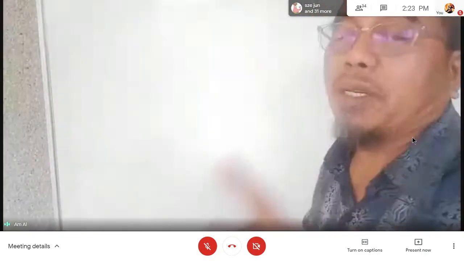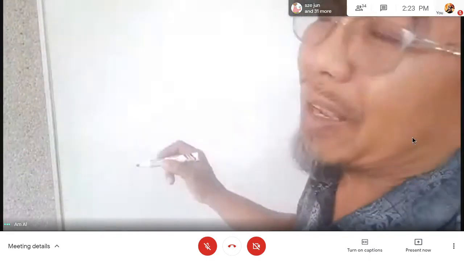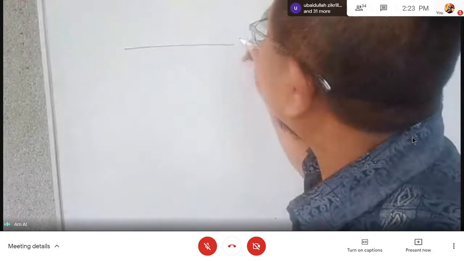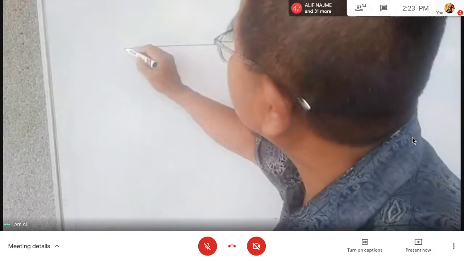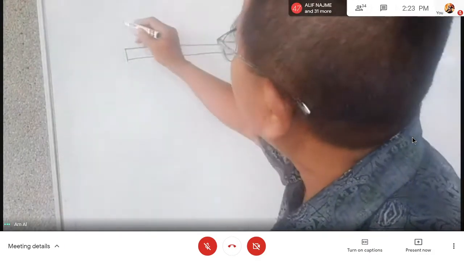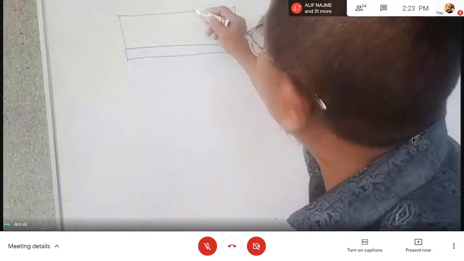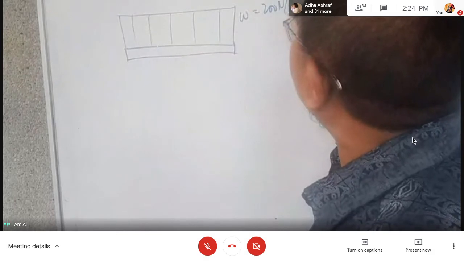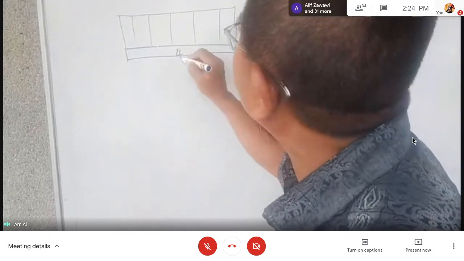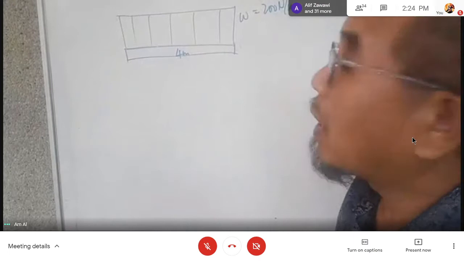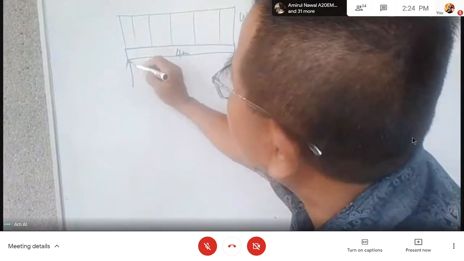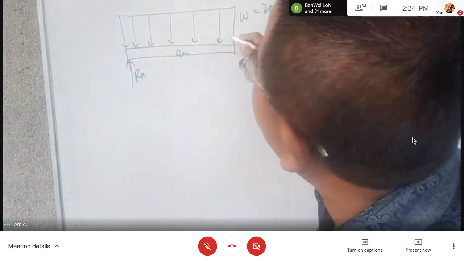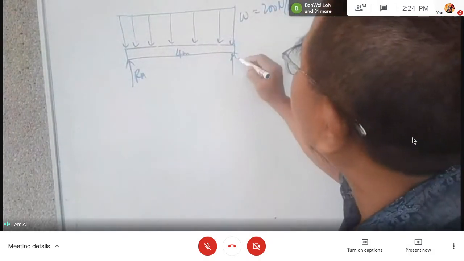What about this one? Distributed load. Just move a little bit. Continue this later on. Okay, look at this. I have a distributed load. My omega is 200 Newton per meter, so there's 4 meters there. So I have a reaction here. Remember that? Evenly distributed load. So R_A and R_B there.